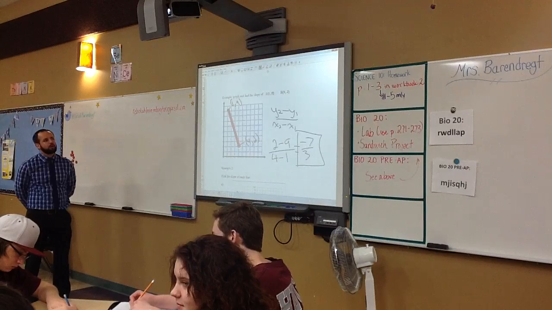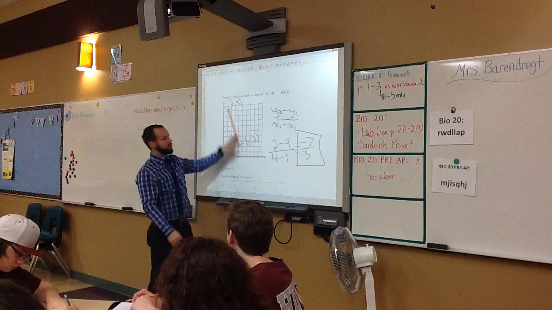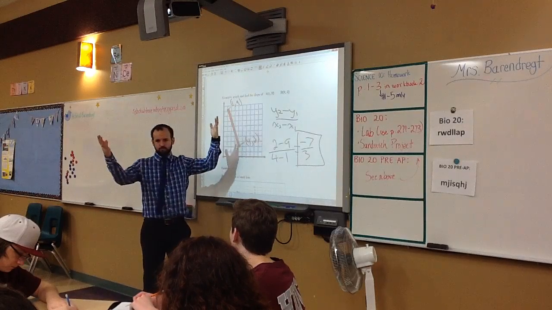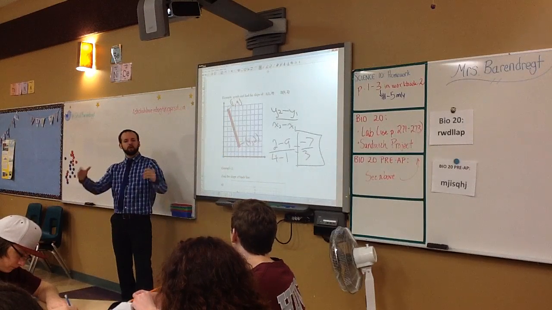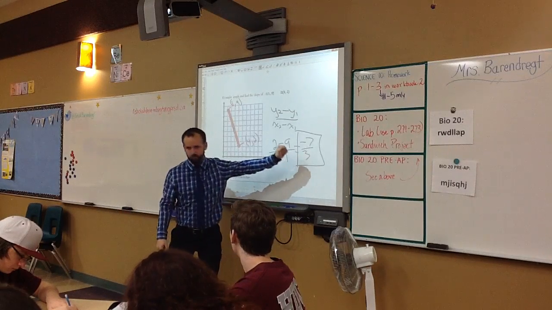Because the 2 minus 9 would make it negative. Okay, I like that. What's my graph doing? Going down. Therefore, it has to be negative. In order for me to represent that my graph is going down, my slope has to be negative.